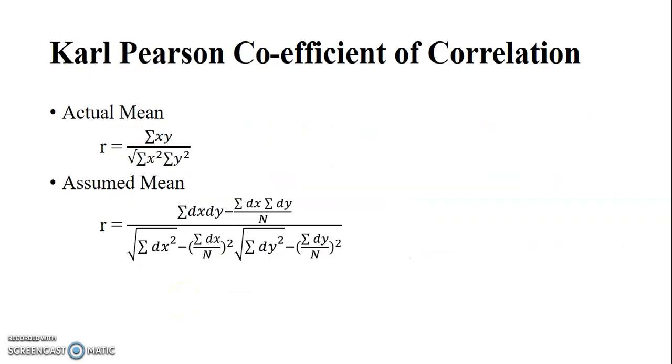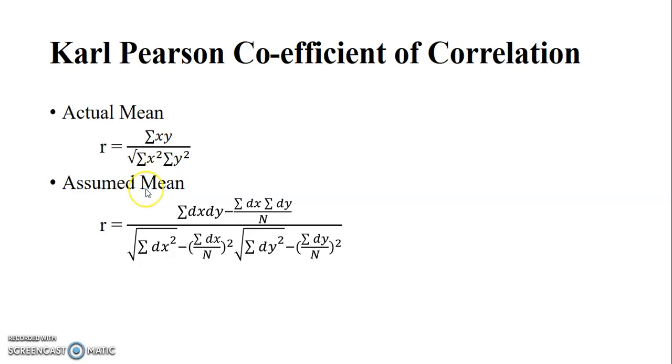Now, we are going to see Karl Pearson's coefficient of correlation. Under this method, we have two types: one is the actual mean method and the other is the assumed mean method. Under actual mean, the formula to find the Karl Pearson coefficient of correlation is R equals sigma xy divided by root of sigma x square into sigma y square.